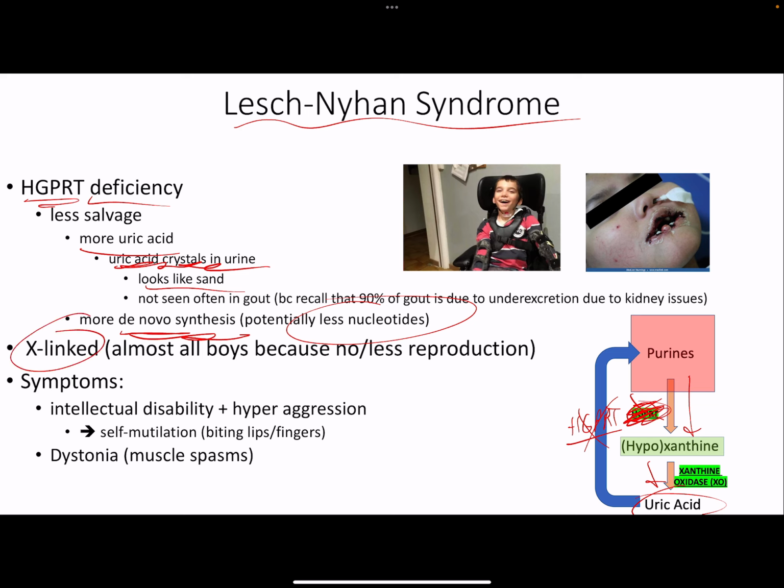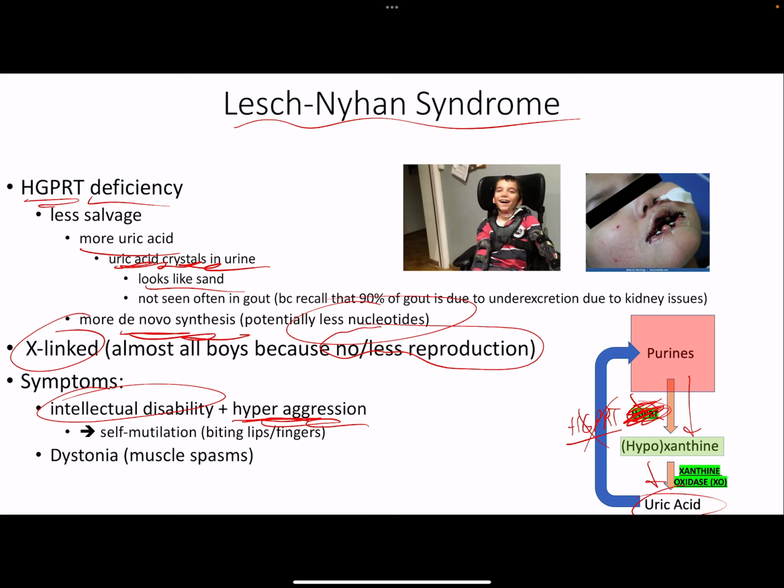It's X-linked. X-linked typically means mostly boys, some girls. I think this would be all boys because I assume there's very little reproduction, if any, for someone afflicted with Lesch-Nyhan syndrome. It's a quite severe condition. Intellectual disability, and a very interesting, unique and horrifying clinical finding is the hyperaggression combined with the intellectual disability and maybe some other stuff.